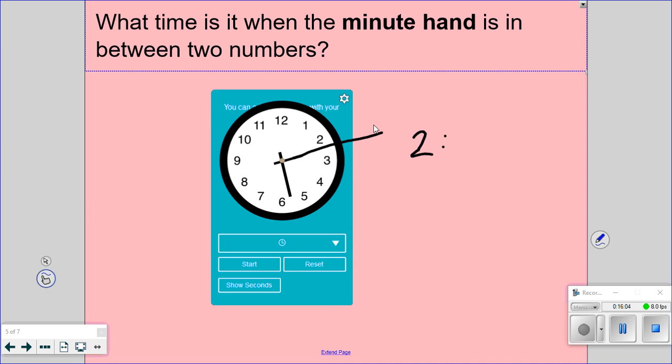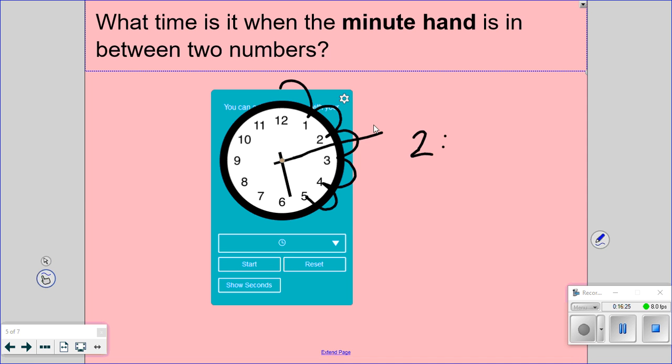Now I need to count some minutes. Just like we talked about, we start at the 12 and we can make jumps of 5. 5, 10, 15, 20, 25. Can I do that last jump? No, not yet. I made it to 25.